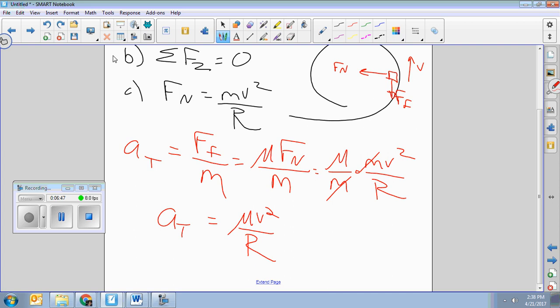Cool? And I think, if I remember right, without looking at the answer key, it was 3 points. A point for recognizing that the tangential acceleration was produced by the force of friction. A point for recognizing that the force of friction is coefficient times normal force. And then a point for substituting in your normal force and simplifying. Is that right? All right, so questions with that?